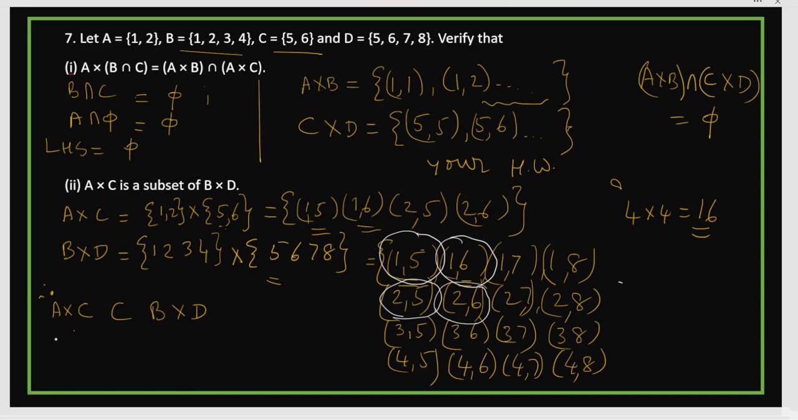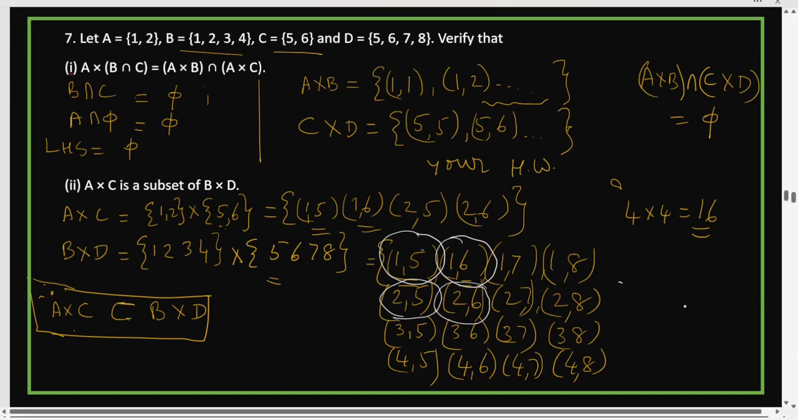Therefore, A cross C is a subset of B cross C. Right? This is what I want to prove. Okay, this is definitely a subset of B cross D. We'll move to the next question.